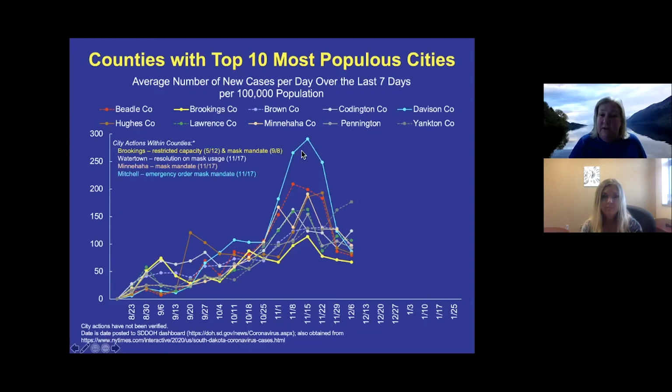Again, you see this big peak in Davison. That's why the slope of the line was so steep in the previous slide. But you can see back here around the time of the mask mandate how the number of cases per day in Brookings decreased for a while. It came back up, but it's not going up. You're not having as many as these other counties are. So yes, we do still have cases, and we did increase, but we did not increase anywhere near the level that the other counties increased.